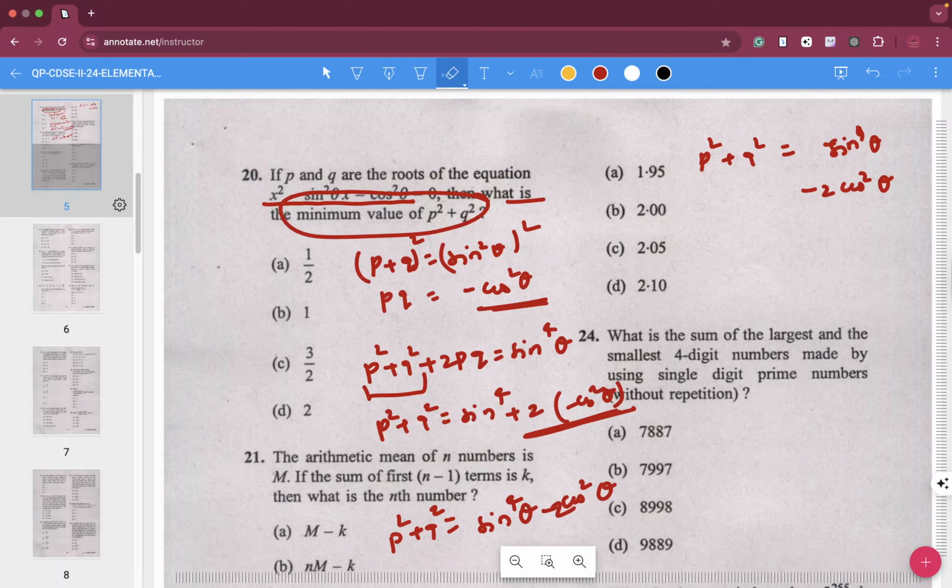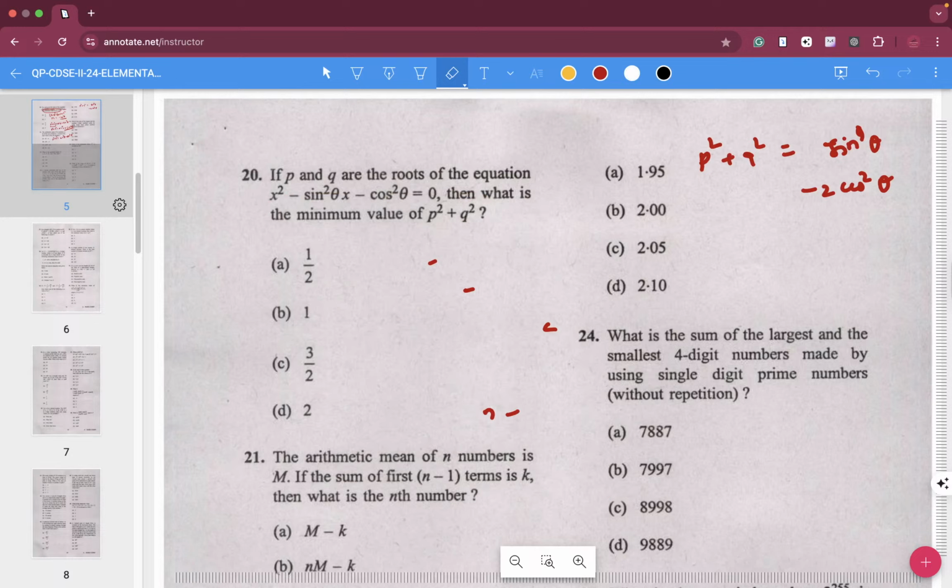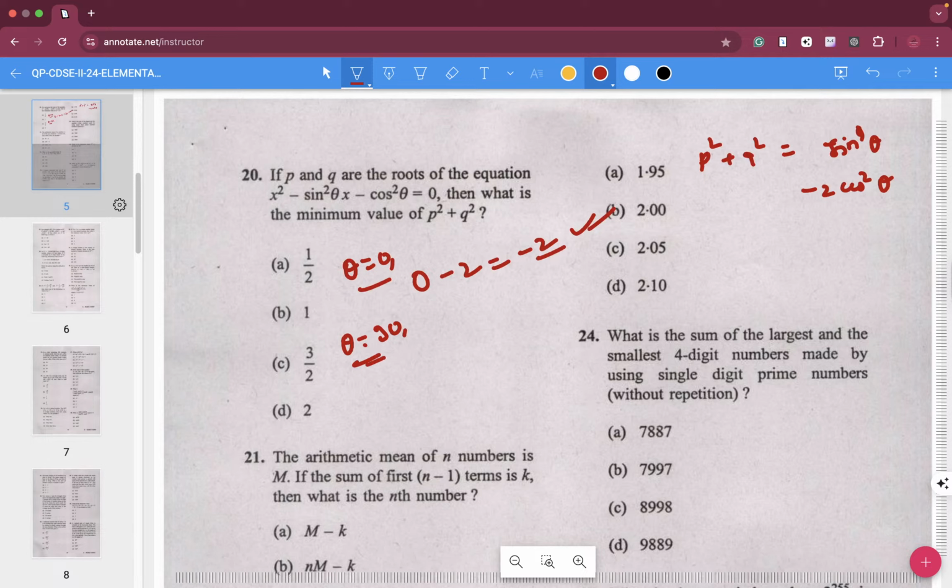If you put the values over here, if you put theta is equal to 0, sine raised to the power 4 is 0, and then this is your 2, which is minus 2. They have not given that in the answer. And then let's go ahead. If we put theta is equal to 30, sine raised to the power 4 will be 1 by 16. Why? Because 1 by 2 raised to the power 4.